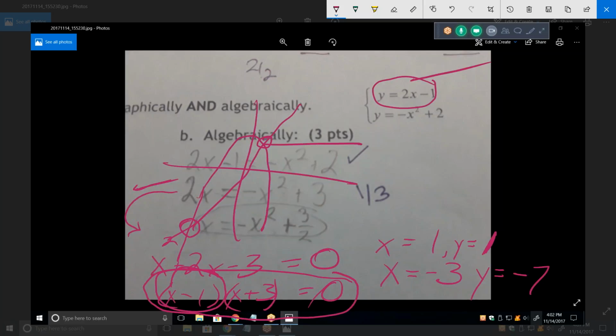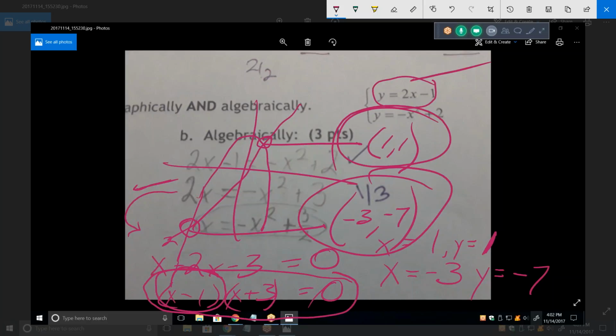Yeah. So your two solutions, whether we did it graphically or algebraically, either one is going to give you this point and also this point down there, which is (-3, -7). So those are actually your two solutions. You have an x and a y, in two different places.